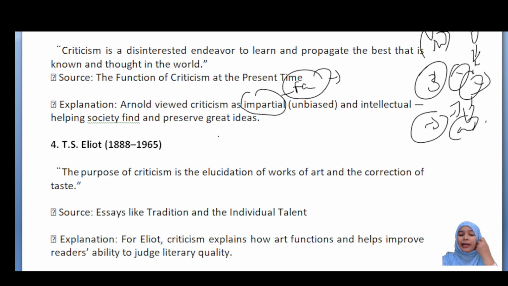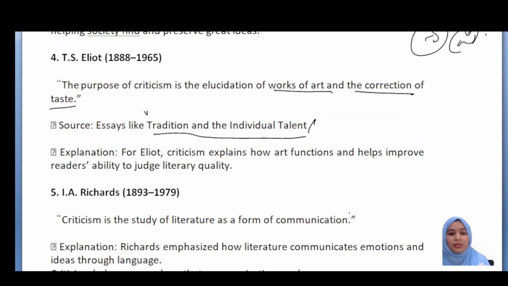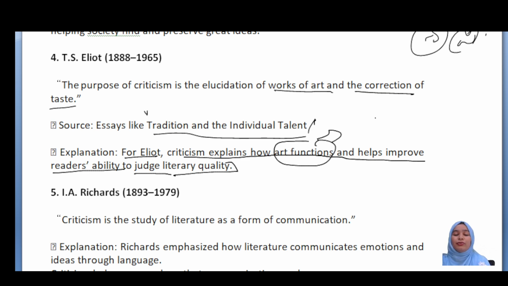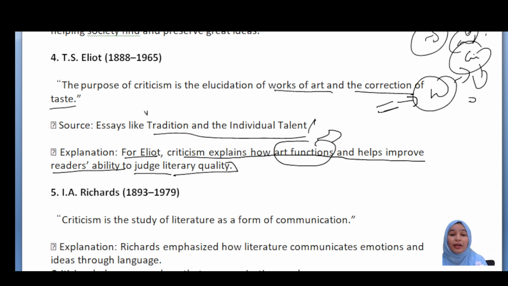Fine. Next, T.S. Eliot: the purpose of criticism is the education of works of art and correction of taste. Very nice. The source is taken from Tradition and the Individual Talent, one of his famous essays. For Eliot, criticism explains how art functions and helps improve readers' ability to judge literary quality. If I write a work that influences readers, that is a great skill, and it helps improve readers' ability. That kind of effective writing helps the reader develop their own ability to judge the literary work.